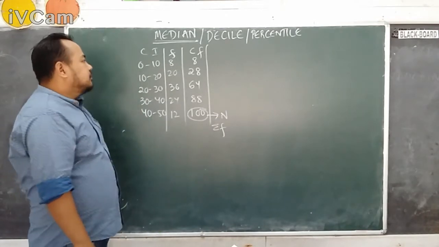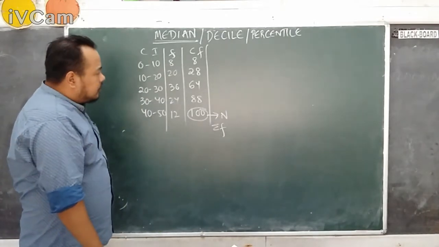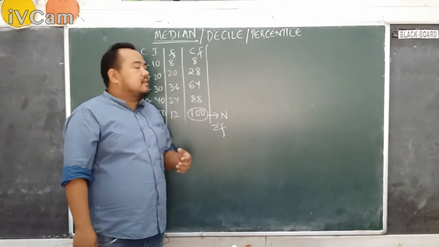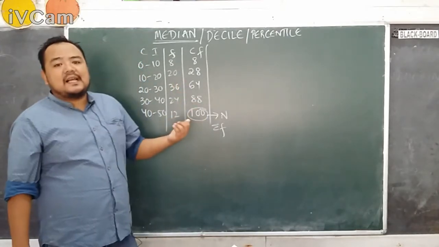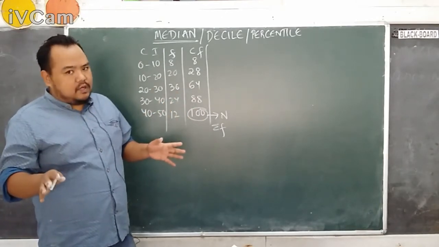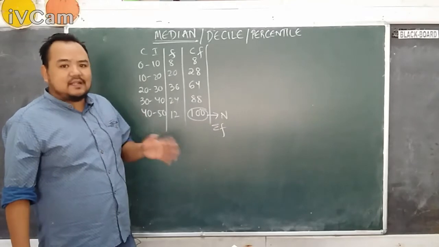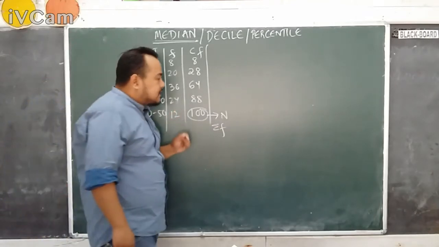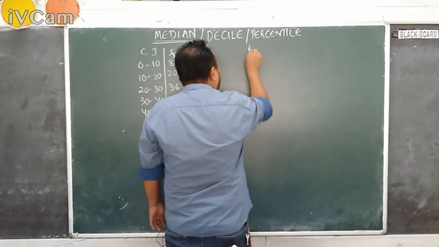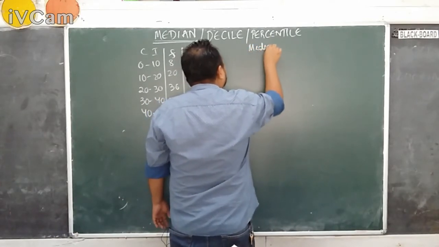Is that clear? Next, the next step is very important for you all, because that will decide the median class, the decile class, or the percentile class. The formulas I already told you are more or less the same, the methods are also exactly the same. So let us start with median first. In order to calculate the median, first I need the median class.